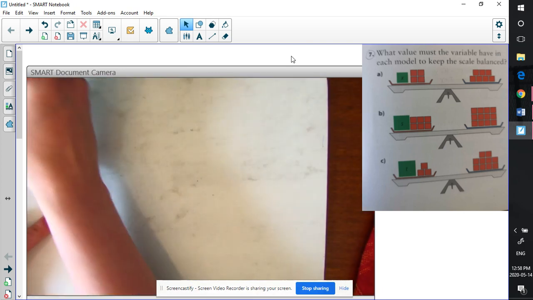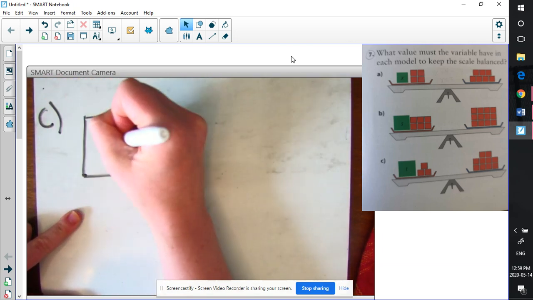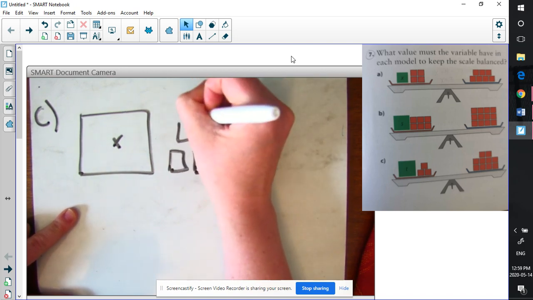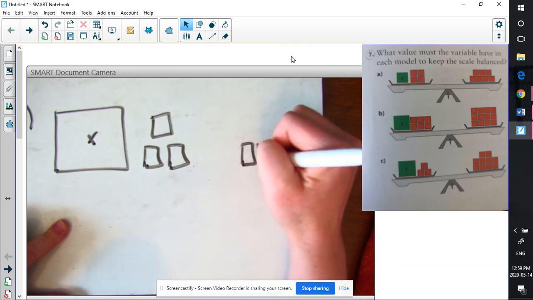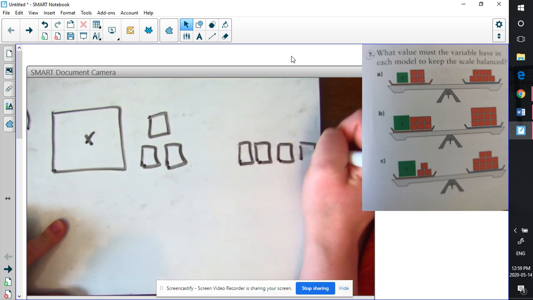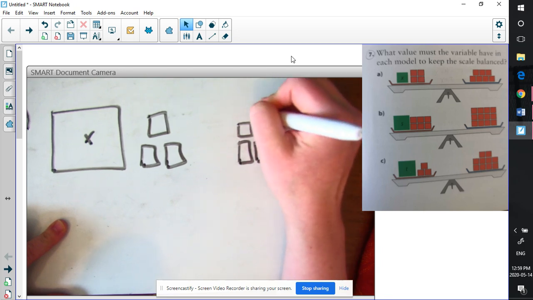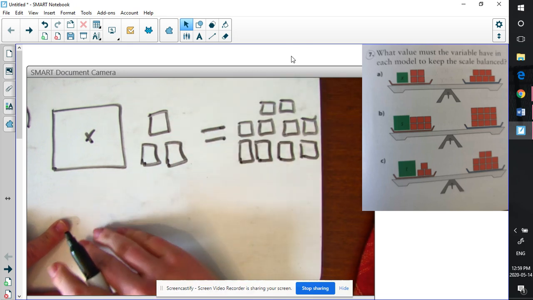Last one. Now we have another green square and 3 red squares. And these are balanced with 10 red squares. So there is some amount of red squares inside this green square that makes these two sides equal.